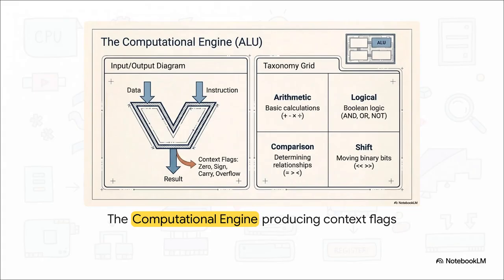Now, when data and instructions flow into the ALU, what comes out the other side isn't just a numerical result. The ALU also produces these crucial context signals called flags. These flags basically whisper important secrets to the processor about the result. They'll say things like, hey, the answer is 0. This is a negative number. Or, warning, an overflow just occurred because the result was way too massive to fit in memory.